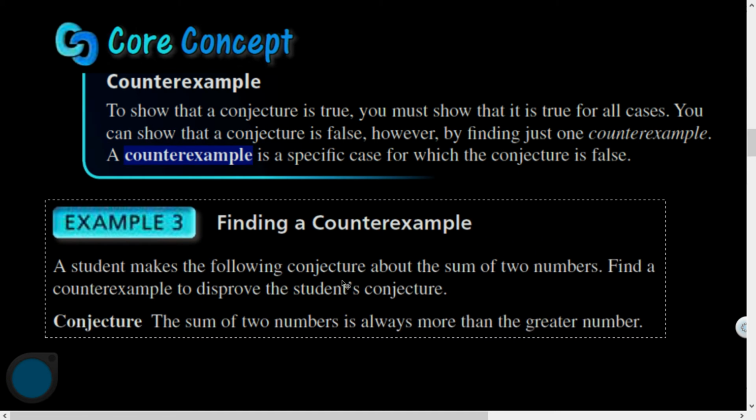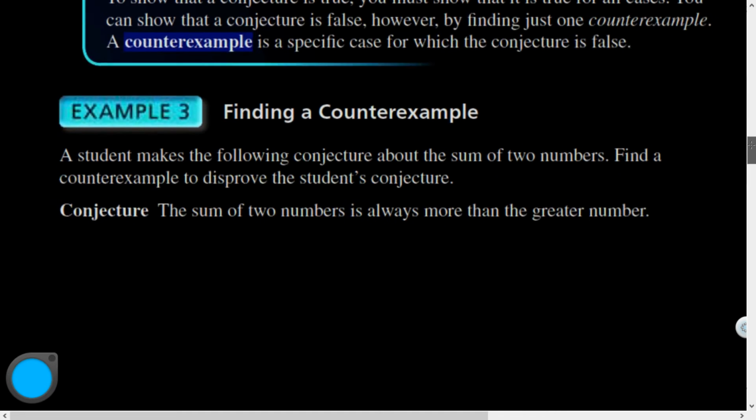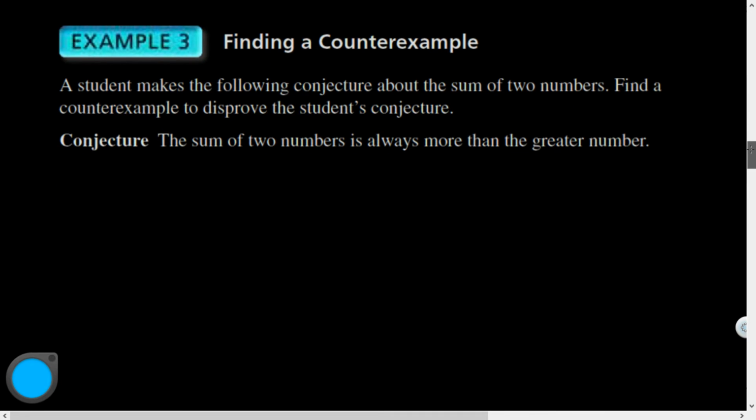Let's see if we can find a counterexample for the following. All it takes is one. A student makes the following conjecture about the sum of two numbers. Find a counterexample to disprove the student's conjecture.